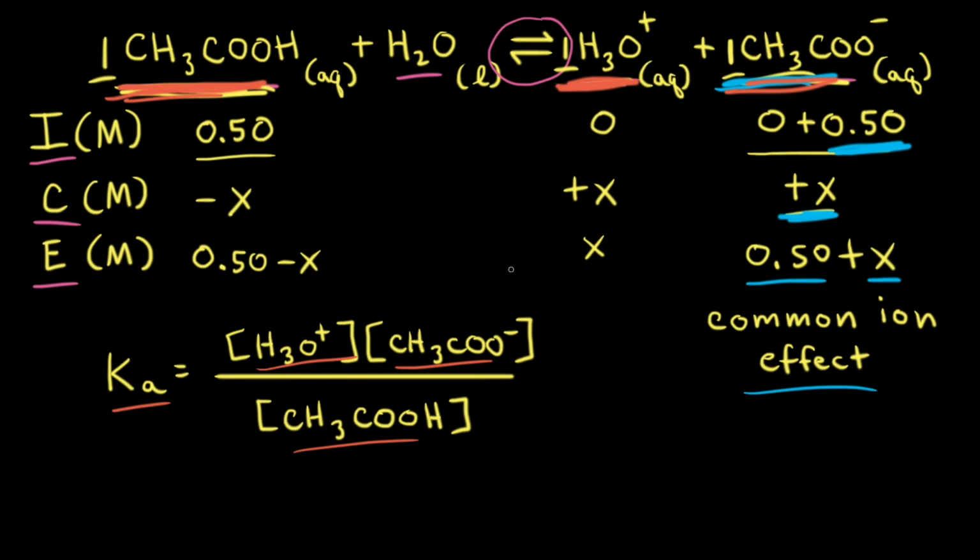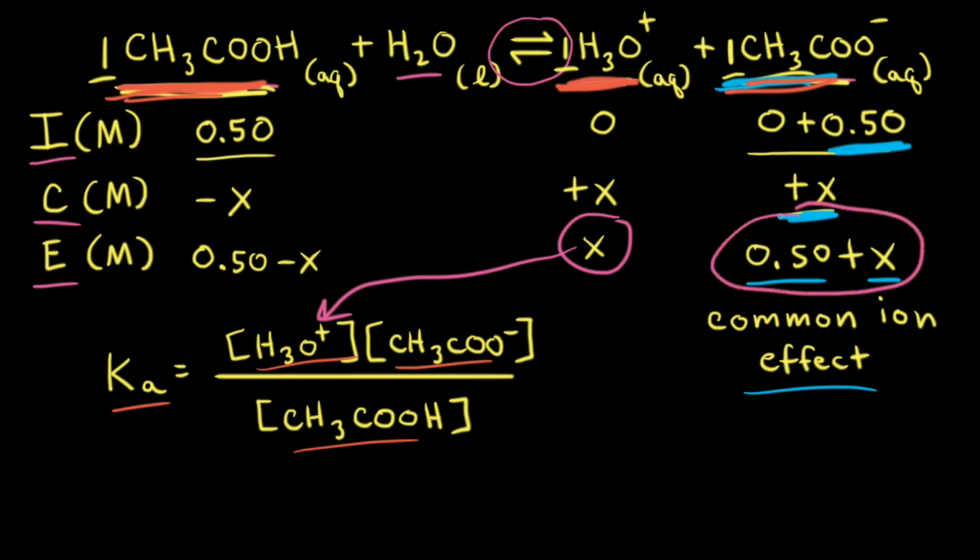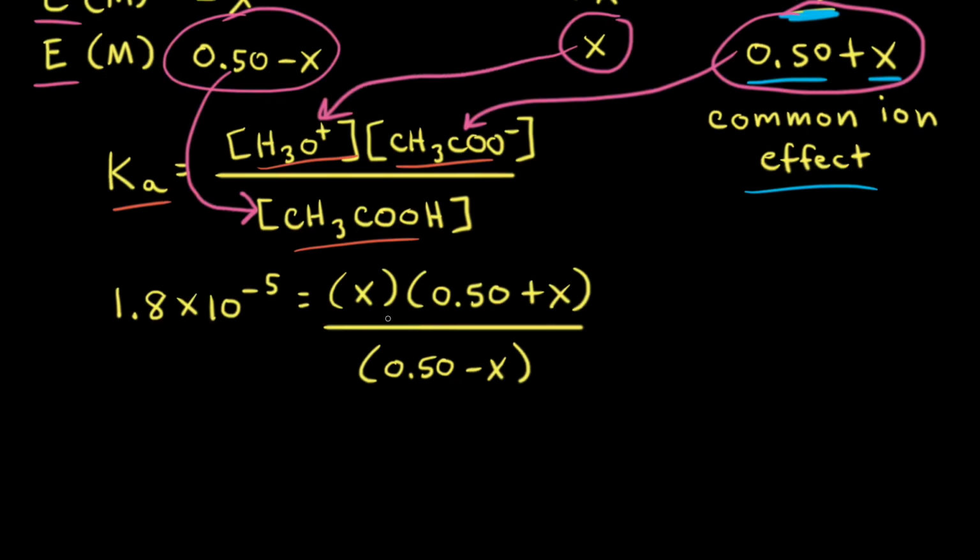Next, we plug in our equilibrium concentrations from our ICE table. For the hydronium ion, it's X. For the acetate anion, it's 0.50 plus X. And for acetic acid, it's 0.50 minus X. Here we have our equilibrium concentrations plugged in, and also the Ka value for acetic acid at 25 degrees Celsius.